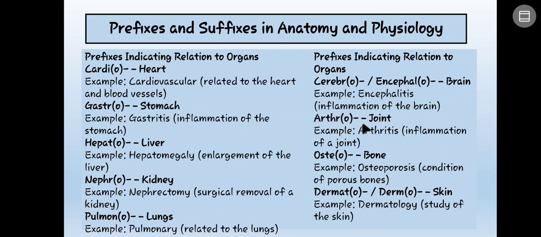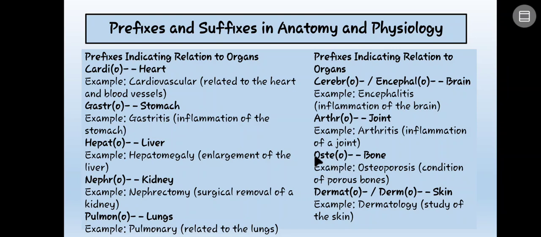Arthro means joints. For example, arthritis is inflammation of a joint. So when you see arthro, it means it's relating to a joint. It doesn't mean all the time you are going to see itis at the end. Sometimes you may see a different suffix. But once you see arthro, that term is relating to the joint. Over here, the suffix is itis, so it means inflammation of a joint.